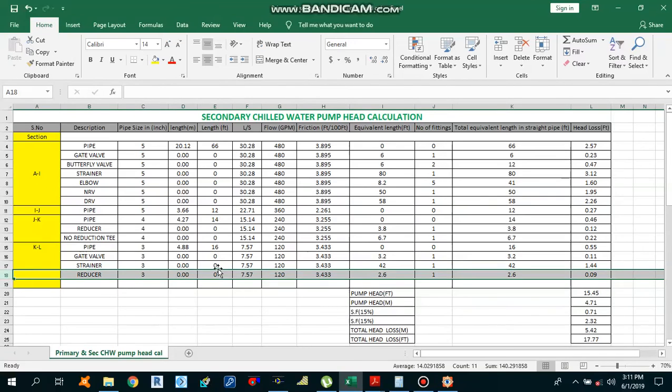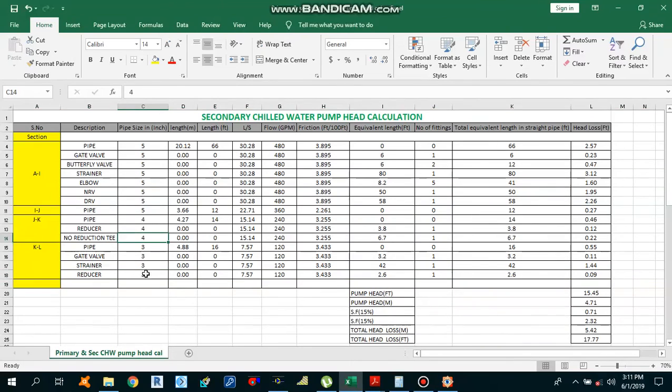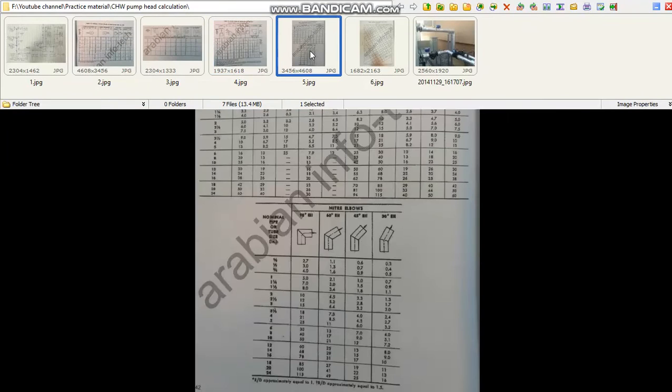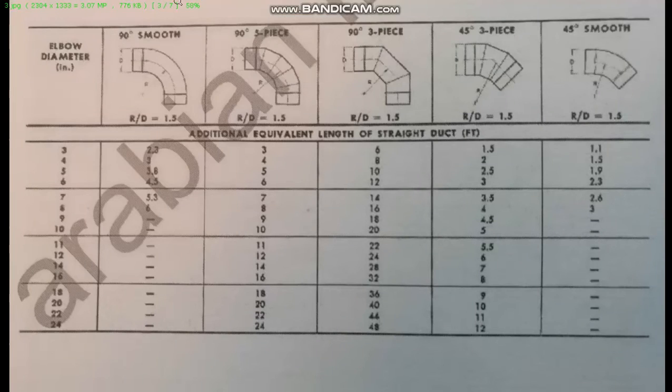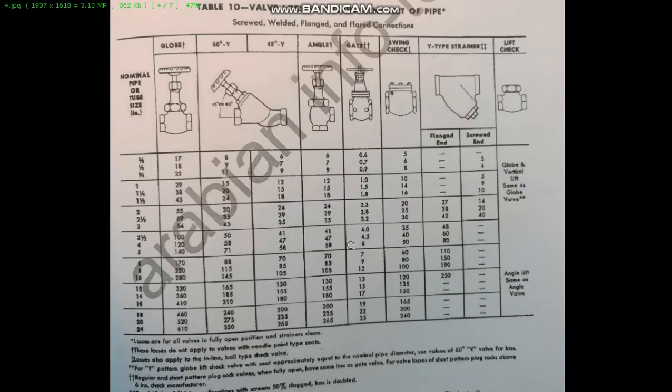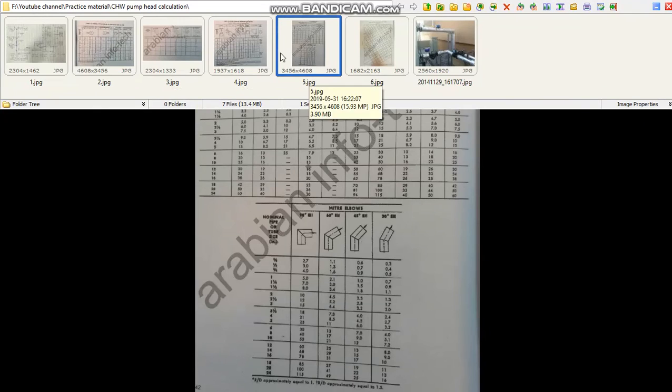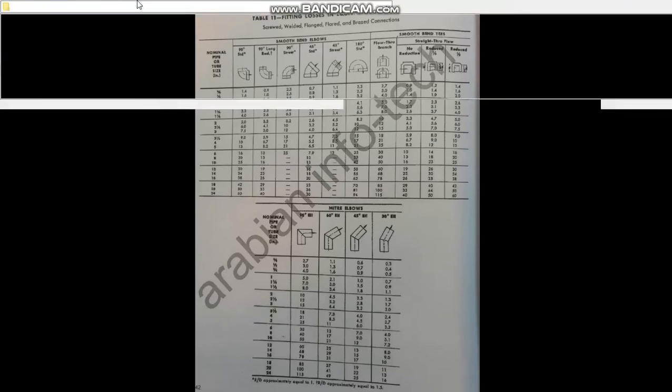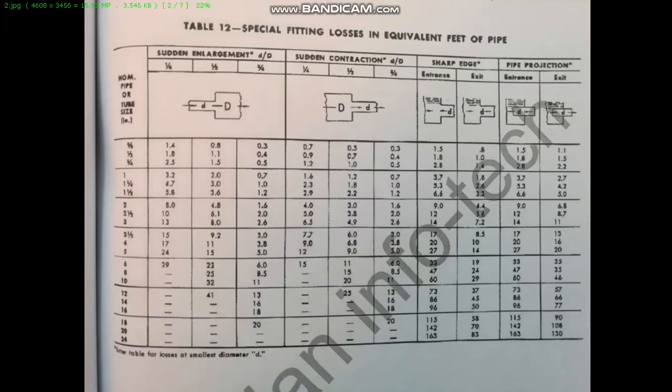So last one is reducer. Same way we will calculate the equivalent length for the reducer. Since the pipe size is changed from 4 inches to 3 inches, move back to the chart. Okay, again there's a sudden contraction from 4 inches to 3 inches. 3 inches representing small d and 4 inches representing capital D. If we get the ratio of 3 by 4, we will get 0.75. As you can see over here, sudden contraction 3 by 4, and 3 inches we move to the right side, we get the equivalent length for this reducer is 2.6 over here.